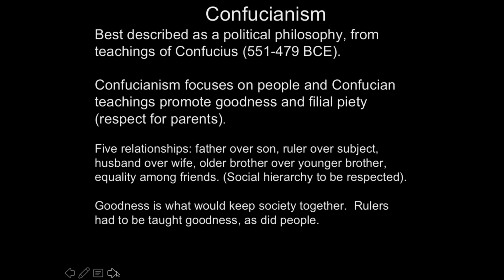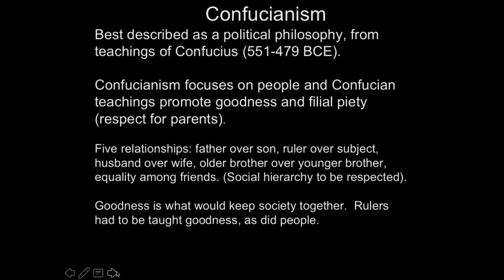And Confucian teachings promote goodness and filial piety, which means respect for your parents. There are actually five specific relationships in which this social hierarchy needs to be respected in order for society to be harmonious. So you have father over son, ruler over subject, husband over wife, not my favorite one, older brother over younger brother, and equality among friends. And if this social hierarchy is respected, then there is goodness, and that goodness is what would keep society together.